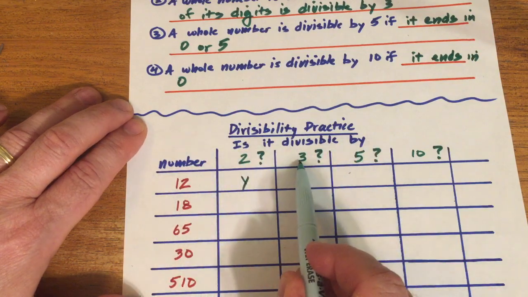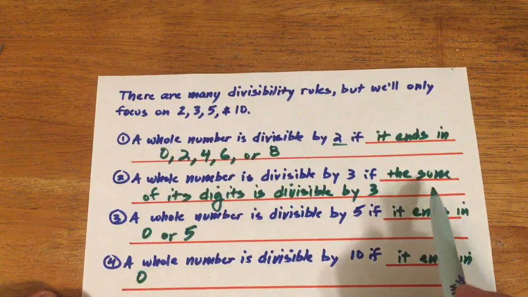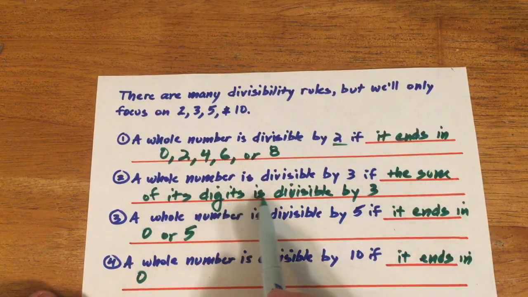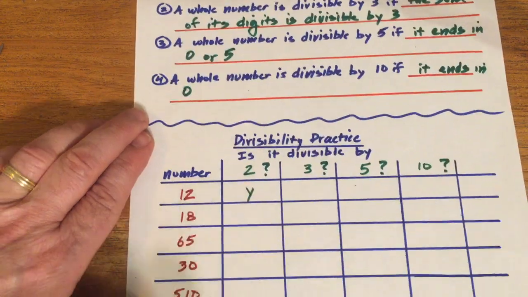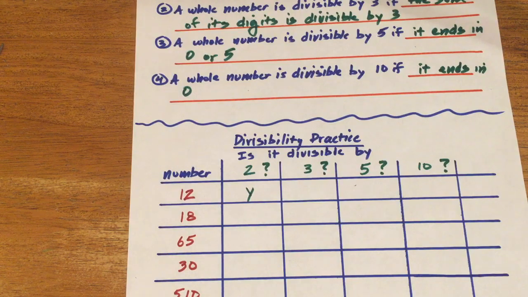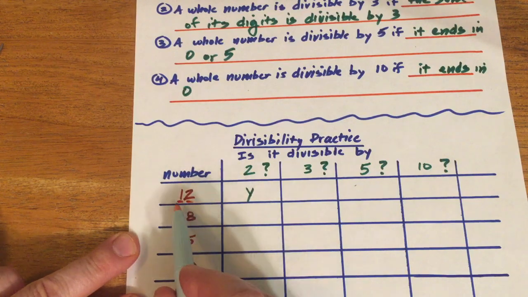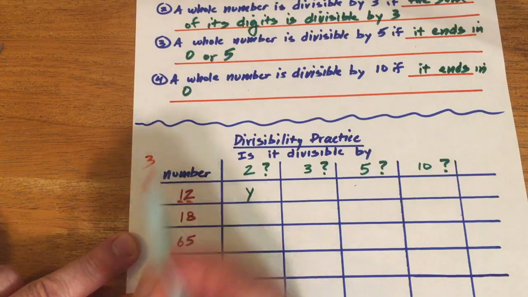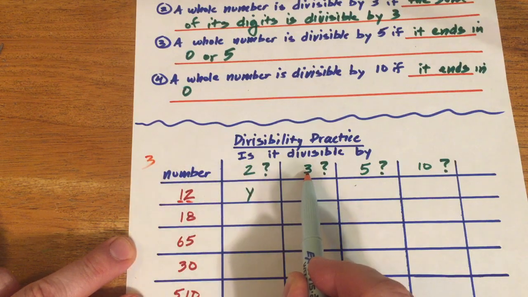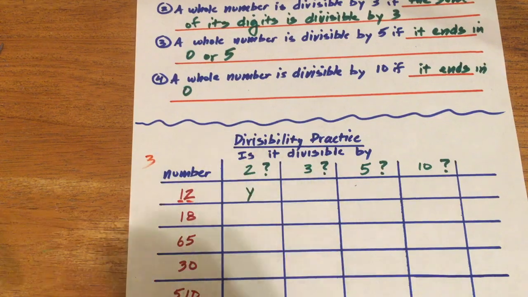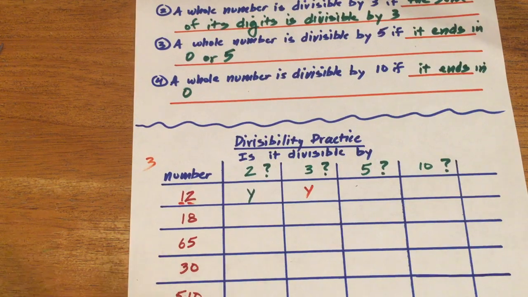Is 12 divisible by 3? Well, let's look at our rule. It says the sum of the digits is divisible by 3. And this is a little bit unusual. Usually in math, you don't do this. But in this particular problem, we look at the digits, 1 and 2, and we add these up. 1 plus 2 gives 3. Now, is this divisible by 3? You bet. You can divide 3 by 3 and get a remainder of 0. So the answer is yes. Isn't that a strange rule?